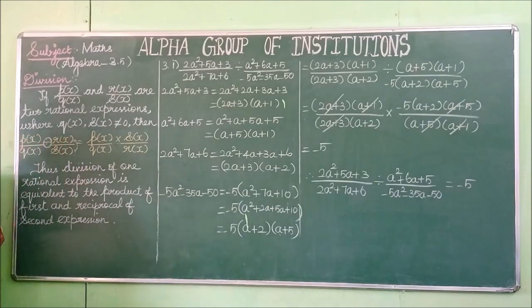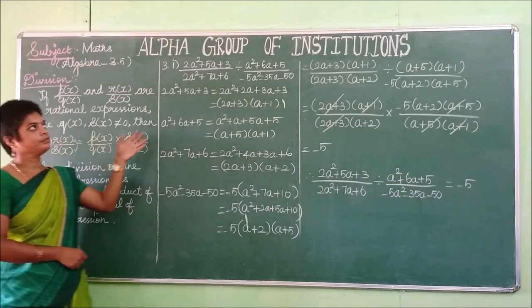Reciprocal means you have to change both the numerator as well as the denominator. As we learned already in multiplication, where p of x by q of x and r of x by s of x, where q of x and s of x are not equal to 0, multiplication means the numerators get multiplied and the denominators get multiplied.